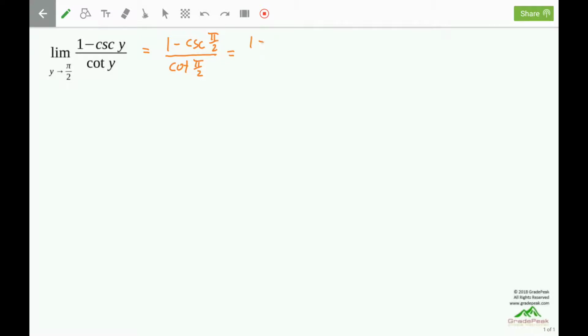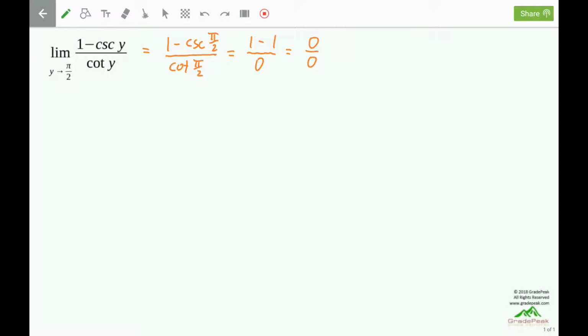So 1 minus the cosecant of pi over 2: cosecant is 1 over the sine of pi over 2, which is 1 over 1, or 1. And then the cotangent of pi over 2 is the cosine of pi over 2, which is 0, over the sine of pi over 2, which is 1. 0 over 1 is 0. 1 minus 1 is 0, so we have 0 over 0, indeterminate form. We have to rework this.